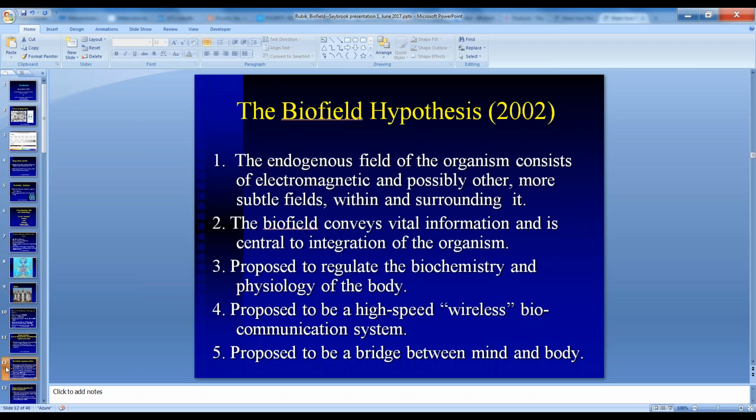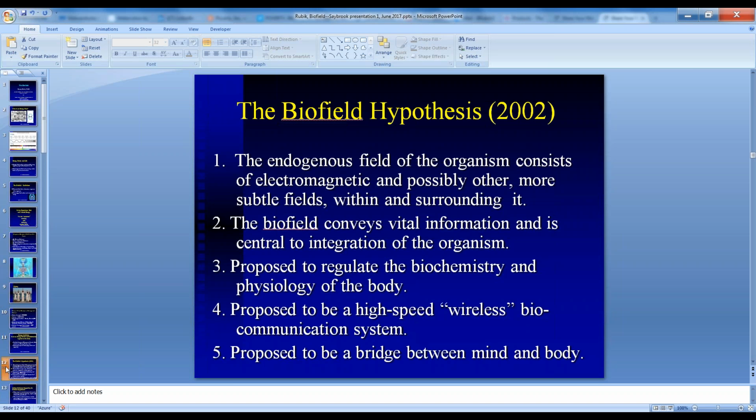So this is my hypothesis about the biofield. I published it back in 2002, called it the biofield hypothesis, and these are the various points of it. It's a native field or endogenous field of the organism, that every living thing would have one. It consists of electromagnetic and possibly other more subtle fields that go beyond conventional science even. I would also add there's acoustic fields. There's the heartbeat, and certainly the fetus is exposed to the sound of the mother's heartbeat. That's an important field governing human development.